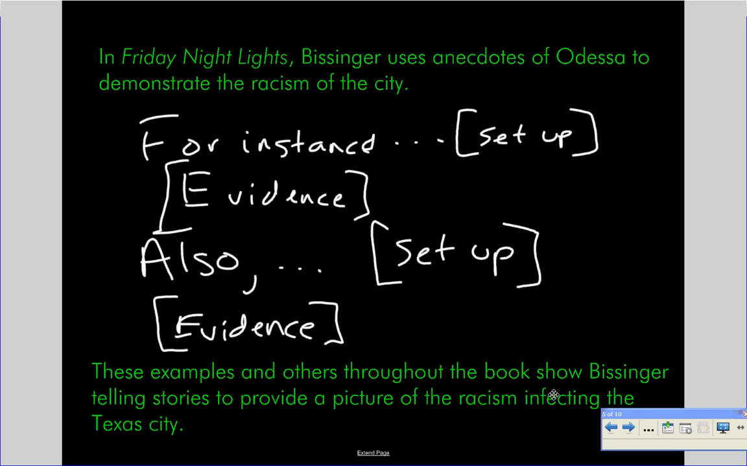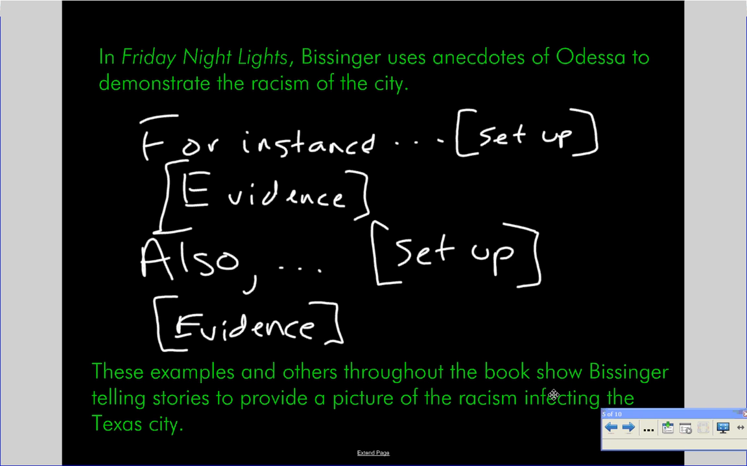And then I conclude. For instance, Bissinger tells the story of an unjustly murdered Chinese man. He says that, and then you summarize quickly. Also, he tells the story of Booby Miles being insulted with racist terminology during a game. The other boys called him, and then quotation and citation. These examples and others throughout, and so on. That's it.